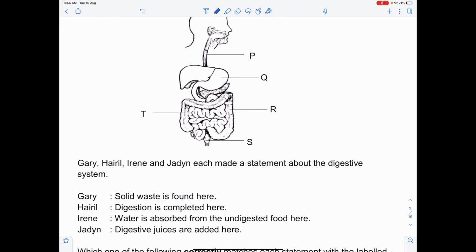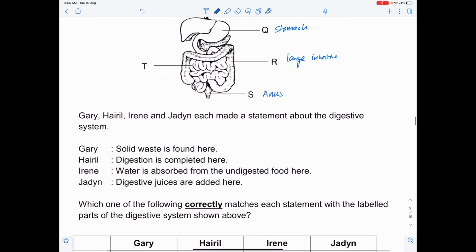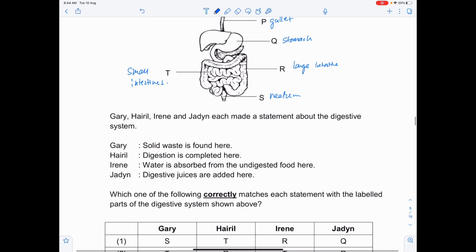So first up, this is the gullet. Q will be your stomach. R will be your large intestine. S will be your anus or your rectum. Sorry, in this case, I think it's more of a rectum. And then T will be your small intestines. Okay, so now let's go ahead and match.